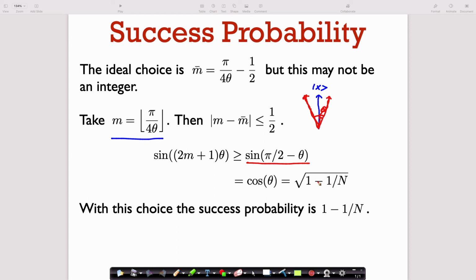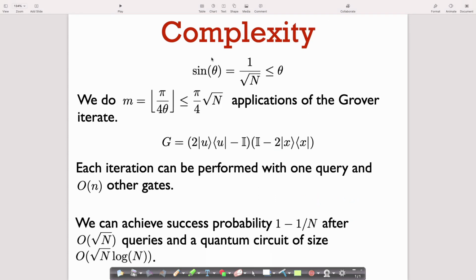So that tells us that our success probability, the chance that we see x when measuring at the end of the algorithm, that was exactly sine of (2m plus 1) times theta, squared. So that's going to be at least 1 minus 1 over n. Okay, so that's pretty good. So let's summarize what we have here. We're going to apply the Grover iterate for floor of pi over 4 theta many times. And we just saw that that's going to get us success probability at least 1 minus 1 divided by n.